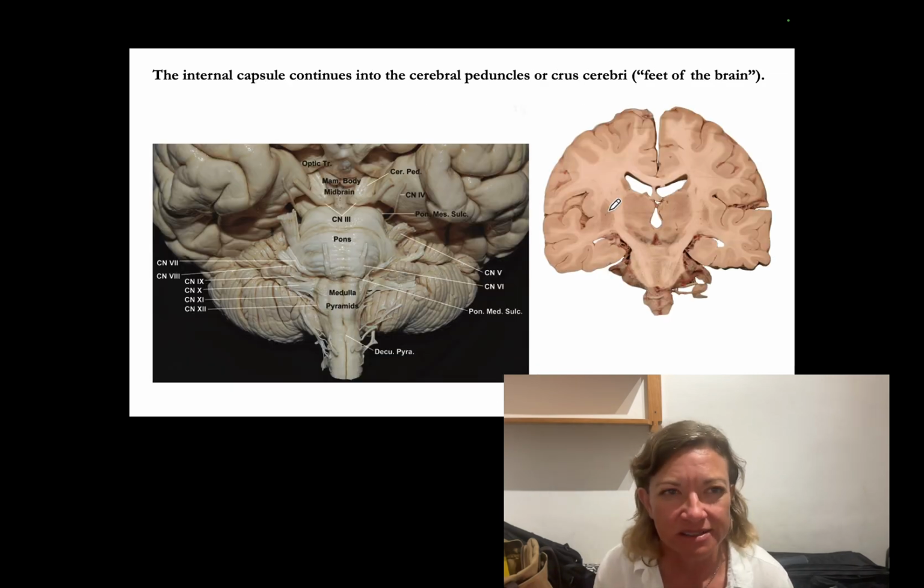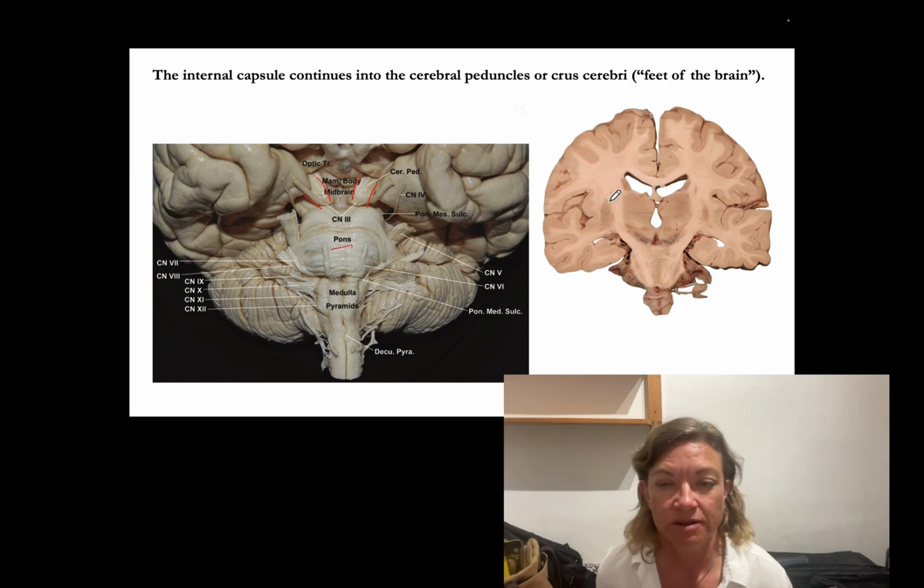Now, as those axons descend, the internal capsule continues into the cerebral peduncles, or the crus cerebri, translated literally as the feet of the brain. So if you look at the brain from an anterior view, here's obviously the brain stem, we see the pons and the medulla, and the cerebral peduncles, or the crus cerebri, are these stalks of brain right here. And they connect the cerebrum to the brain stem.